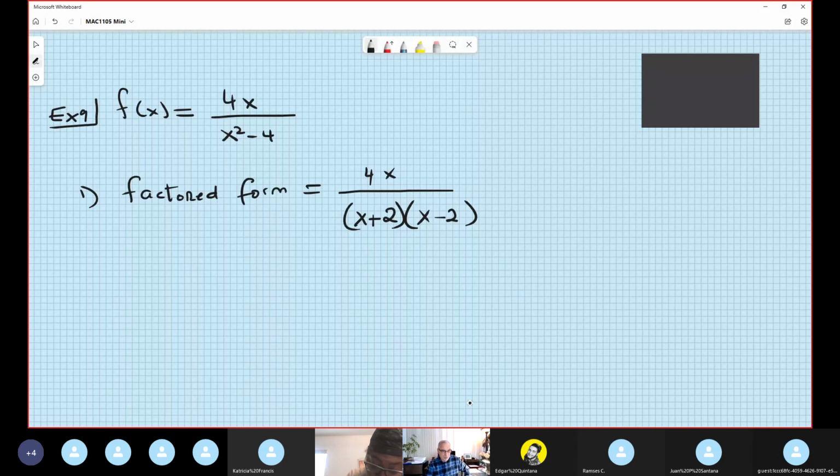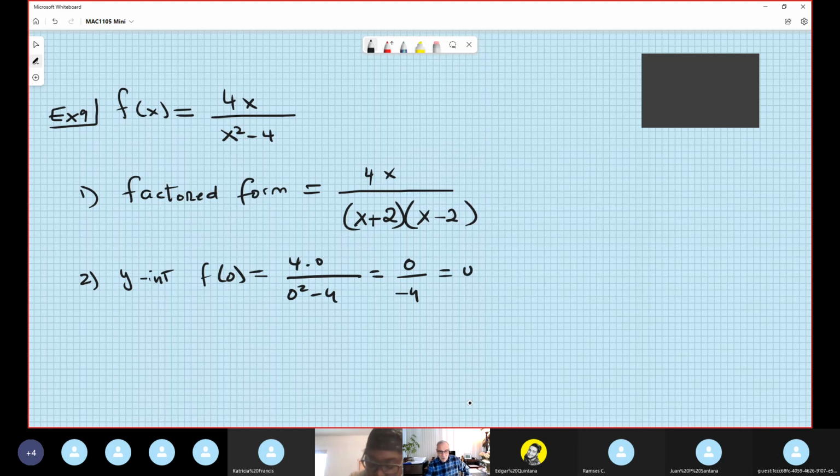Now, the second step is the y-intercept. The y-intercept is when the function is 0, you evaluate at 0: 4 times 0 divided by 0 squared minus 4. So see, the top is 0. I don't care about the bottom. The answer is 0, and our intercept is (0, 0), the origin. When it's the origin, it happens that the y-intercept is equal to the x-intercept. But okay, just in case, maybe we have another, no?